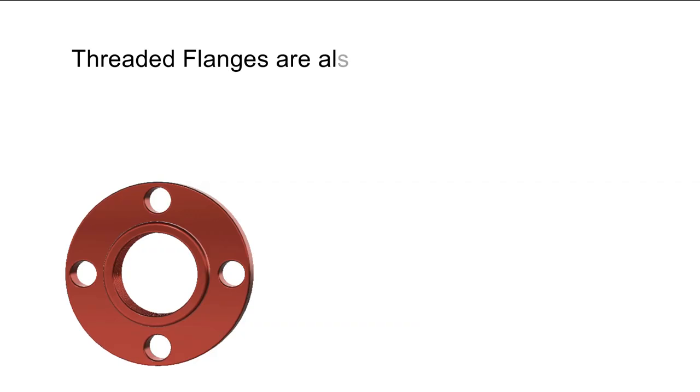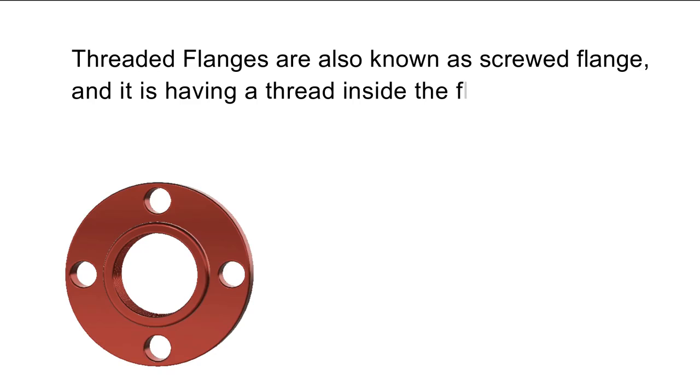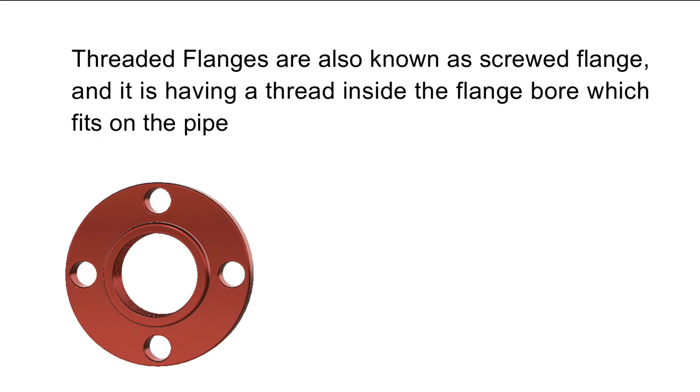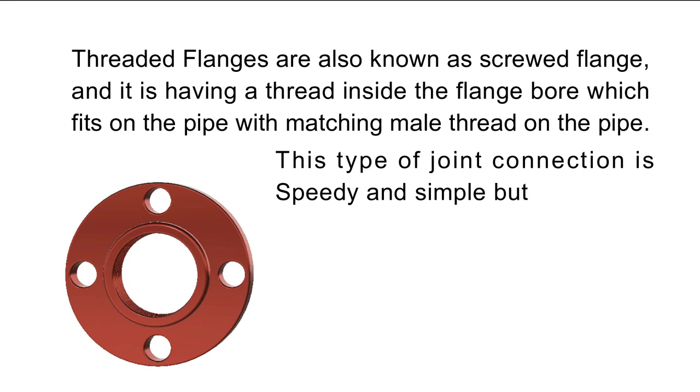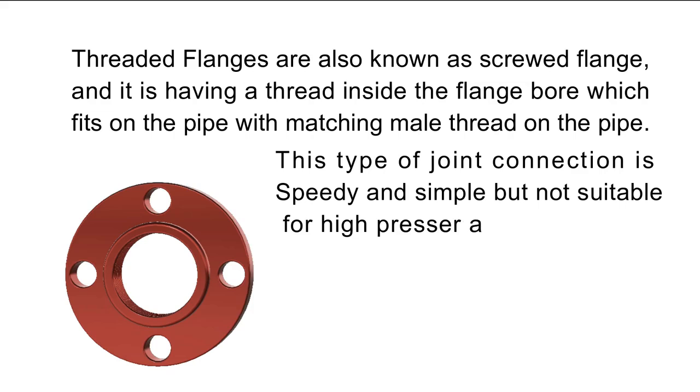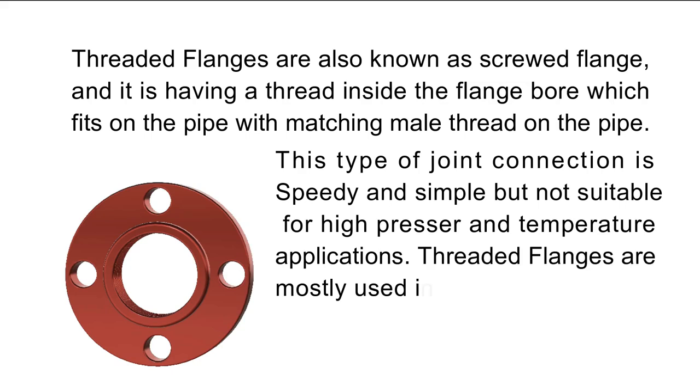Threaded flanges are also known as screw flange, and it has a thread inside the flange core which fits on the pipe with matching male thread on the pipe. This type of joint connection is speedy and simple but not suitable for high pressure and temperature application. Threaded flanges are mostly used in utility services such as air and water.